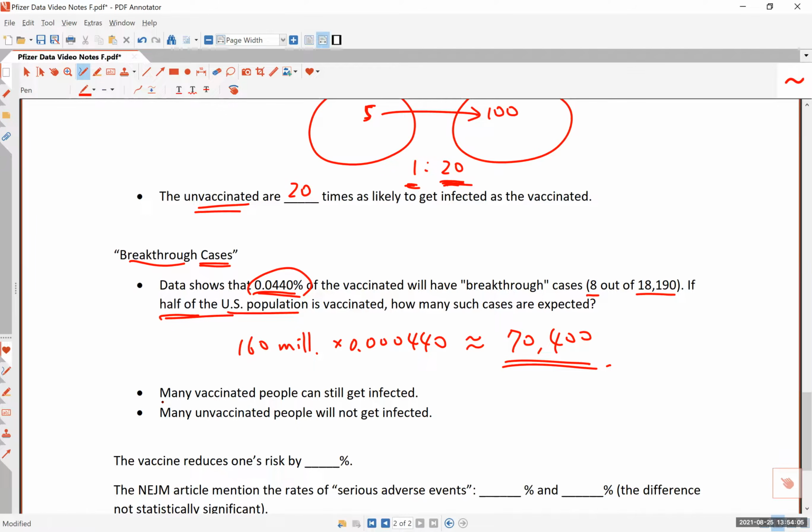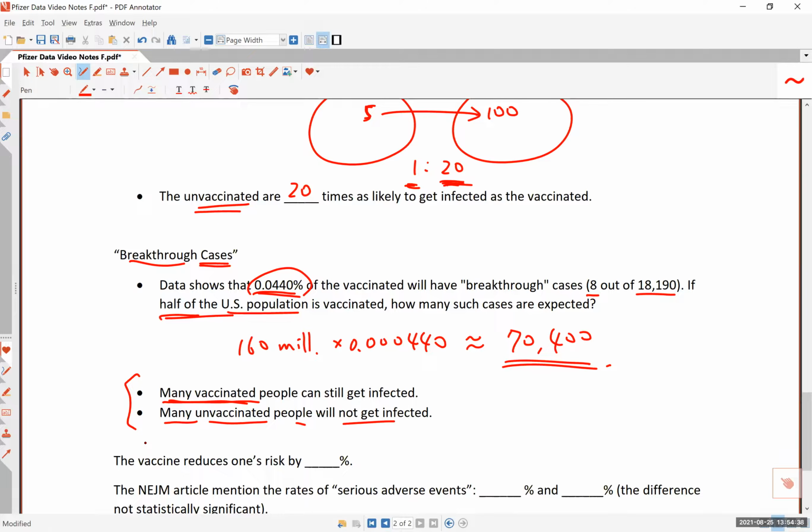So is it true that many vaccinated people will still get infected? Unfortunately, yes. I mean, 70,000 out of half of the US population seems to be a large number, or is it? Okay, remember, it's less than 0.05% of those people who are vaccinated, right? So it is true, you could say that many vaccinated people can still get infected. And it's also true that many unvaccinated people will not get infected. Okay, these are both true statements.